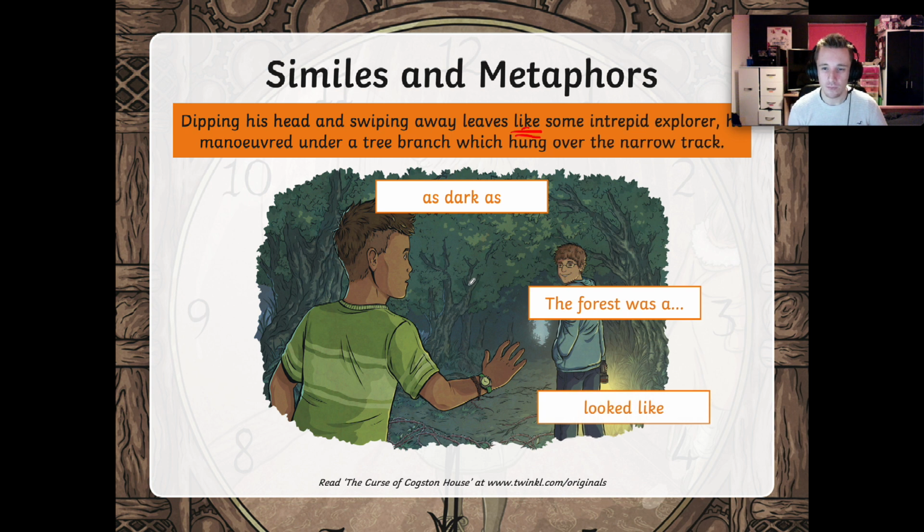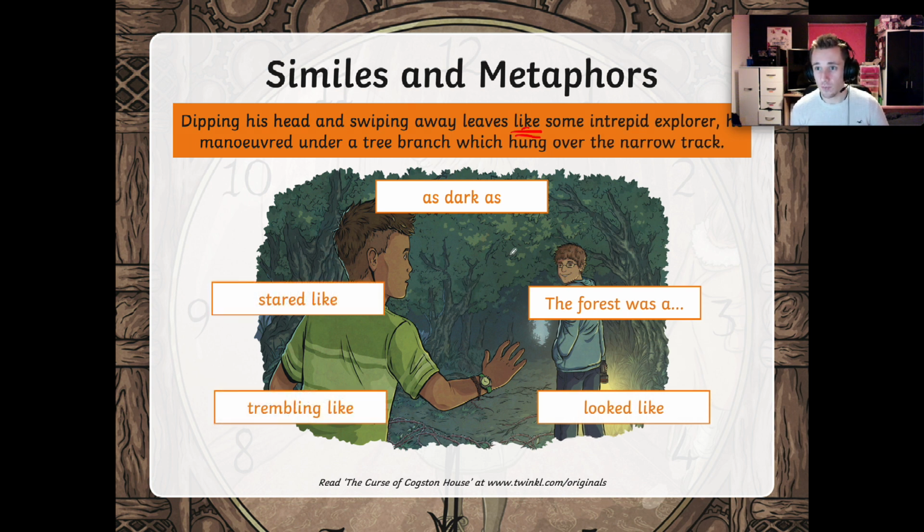Now, what I'd like you to do is to think about the image here and pick one of these to help you write a simile about it. So you could, for example, take the first one and write: the forest was as dark as a, and then you finish that off. Okay, so I'd like you to pick one of these, please, and have a go at writing your own sentence with a simile that uses one of these prompts to help you. Off you go. Come back to me when you're done.